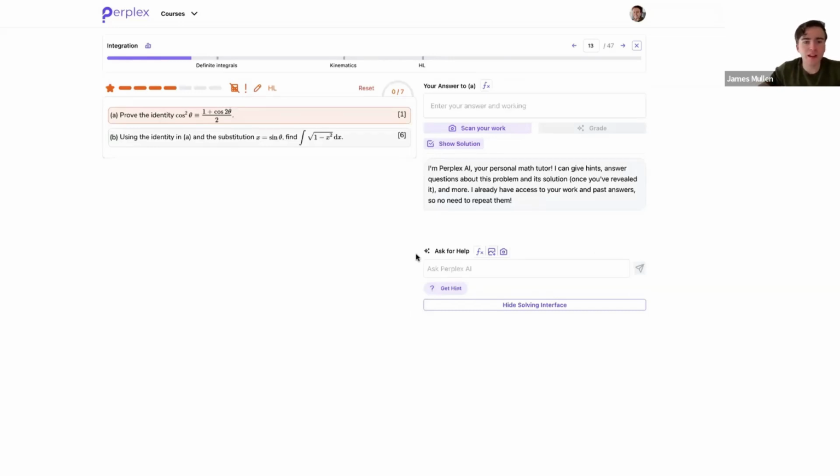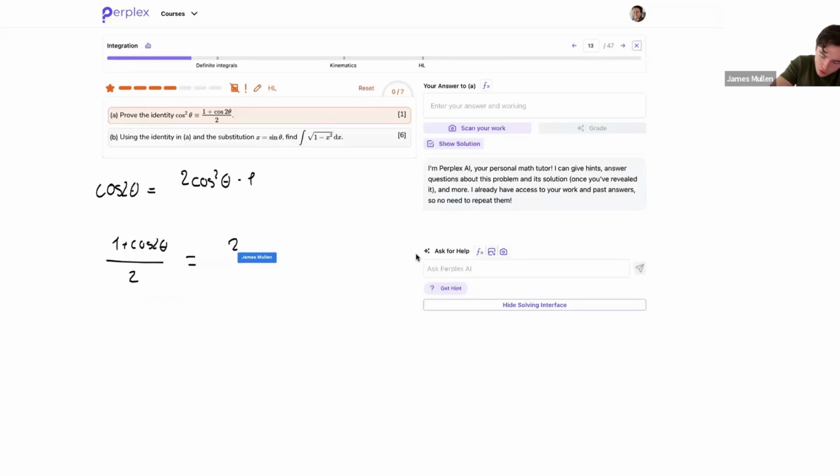First, we're going to prove the identity cos squared theta is equivalent to 1 plus cos 2 theta over 2. So let's remember that cos of 2 theta is equal to 2 cos squared theta minus 1. So 1 plus cos 2 theta over 2 is equal to 2 cos squared theta over 2, which is cos squared theta. All right, and that proves the identity.